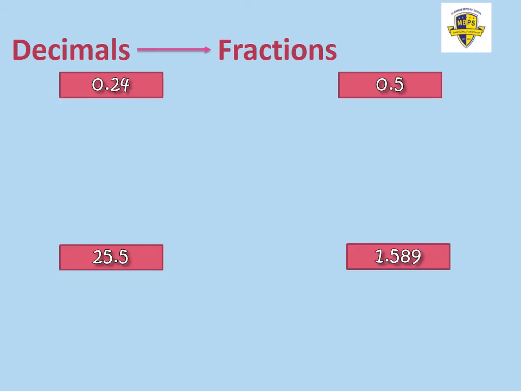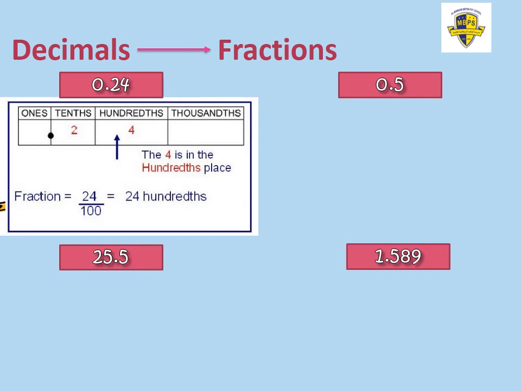Now the next example, 0.24. 4 in which place? In the 100th place. Excellent. So the denominator should be 100. We write the same number, 24 out of 100. Excellent.